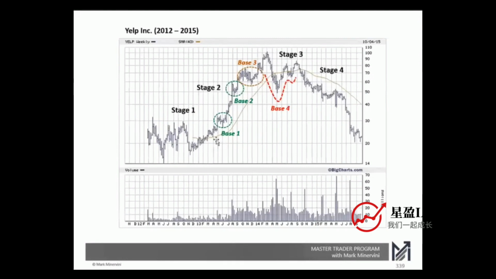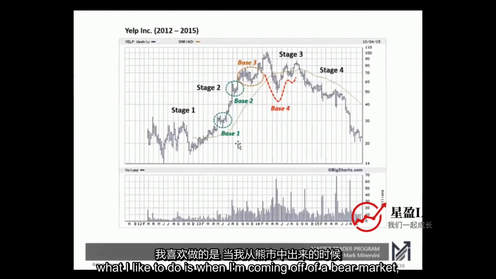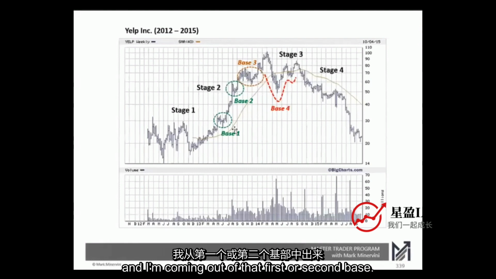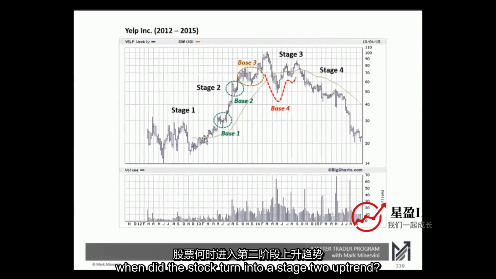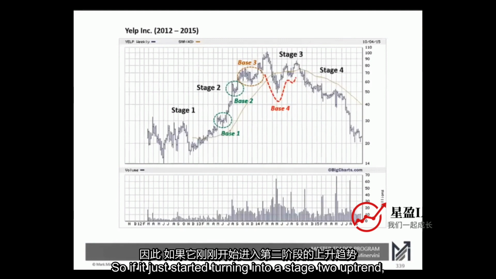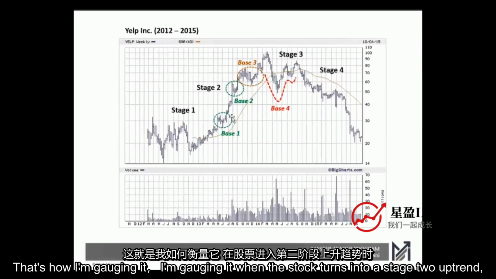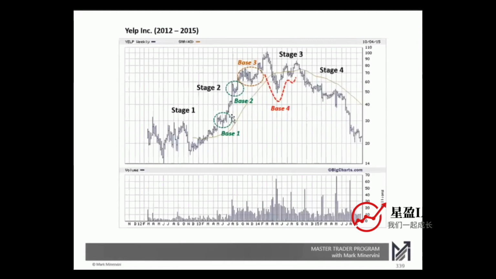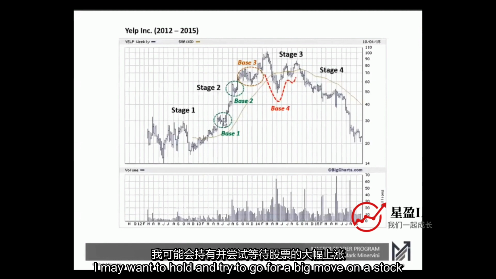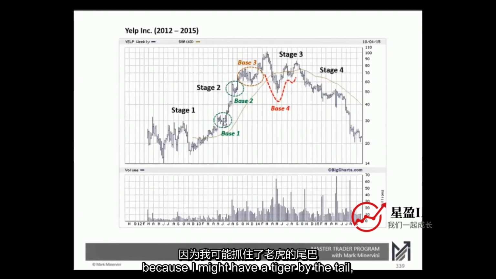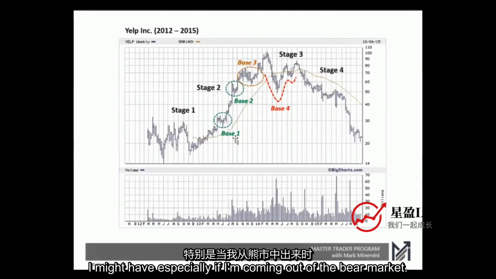So again, what I like to do is, when I'm coming off of a bear market and I'm coming out of that first or second base, the way I gauge that is, when did the stock turn into a stage 2 uptrend? If it just started turning into a stage 2 uptrend, that next base is your first base. That's how I'm gauging it. So if I'm in that early stage, I may want to hold and try to go for a big move on a stock, because I might have a tiger by the tail, especially if I'm coming out of a bear market.